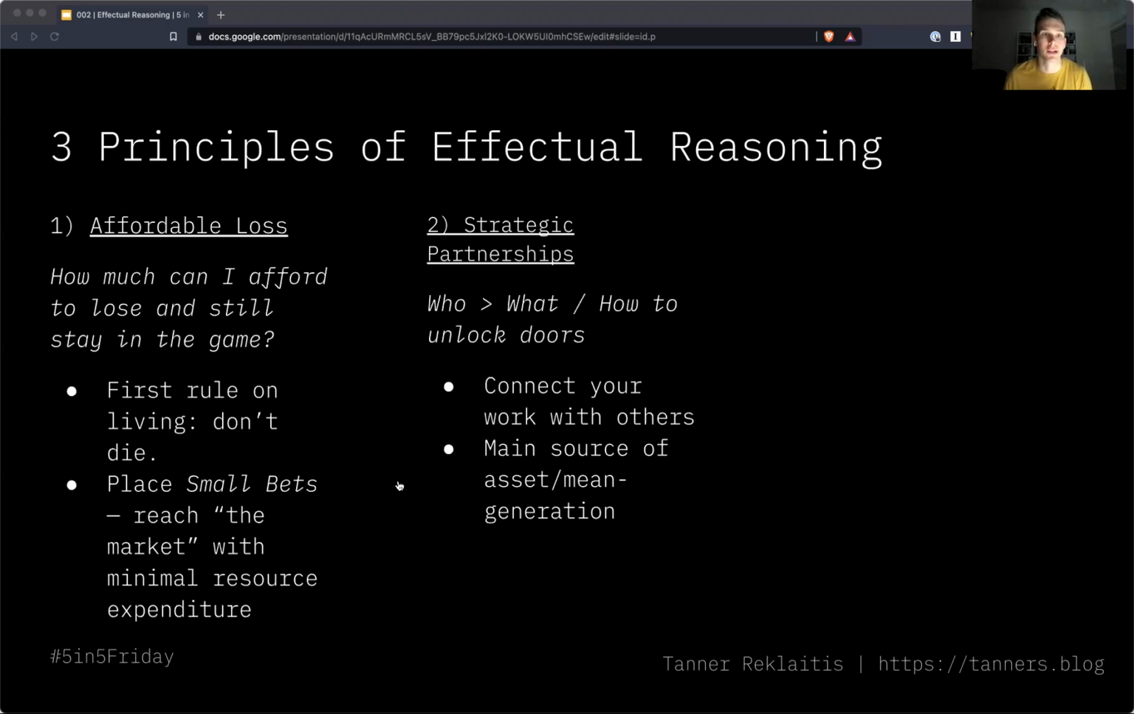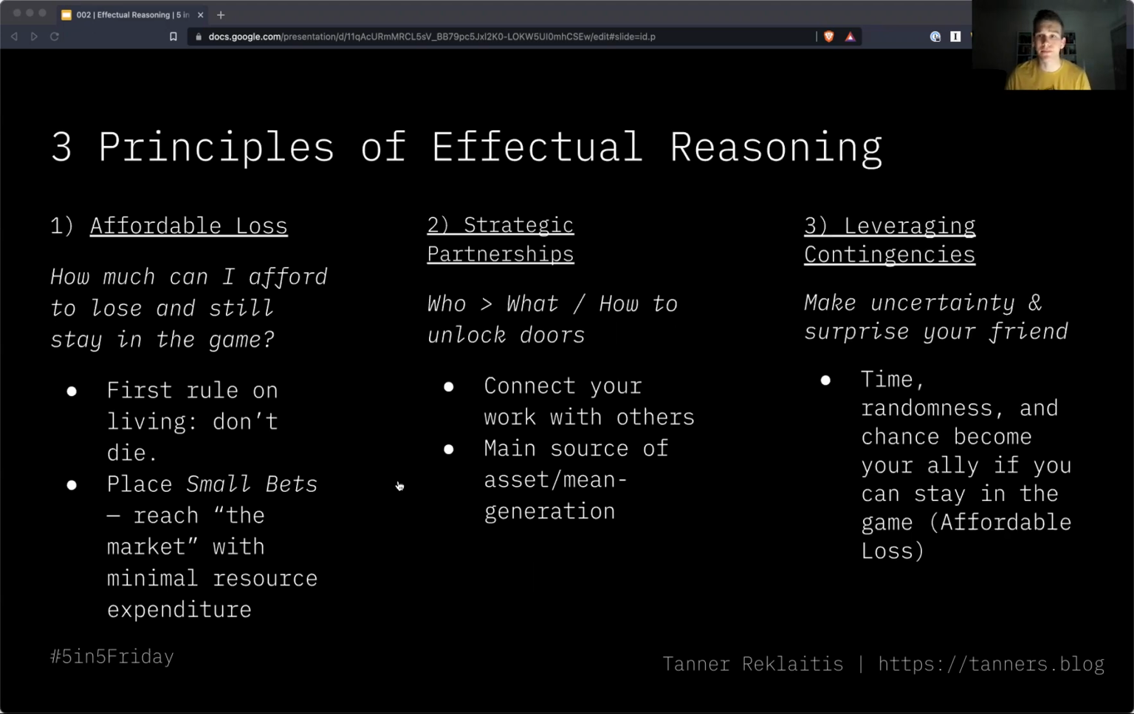Next is strategic partnerships. It's this idea that who is often more important than what or how to unlock doors. So you're trying to find ways to connect your work with other people, and it's really your main source of asset or mean generation. And then third is leveraging contingencies. And this is the idea that you want to make uncertainty and surprise your friend. A lot of times in causal reasoning, you really don't like surprise, but instead for this, time, randomness, chance, they become your ally as long as you align with the affordable loss principle.